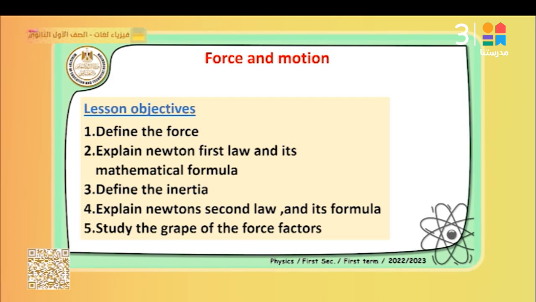We will start, as I said, chapter 3, which talks about force. At first, let's see the objectives of our lesson. We will define the force, explain Newton's first law, and see a mathematical formula or equation that expresses Newton's first law. Then we will define inertia, explain Newton's first law and see some applications, and we will do some exercises about the law.